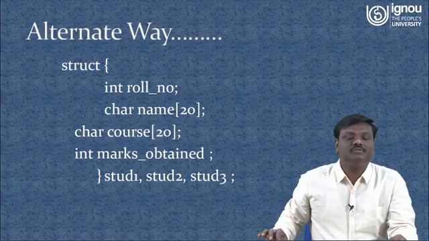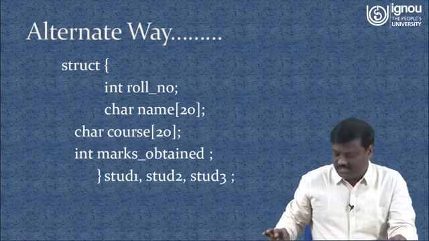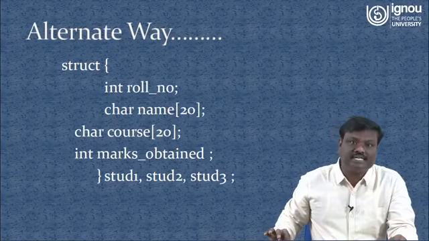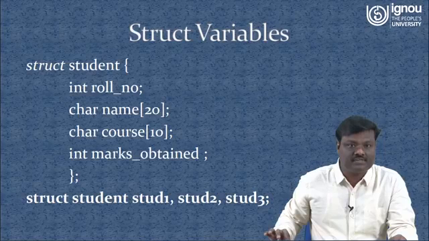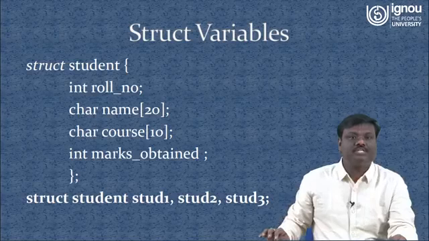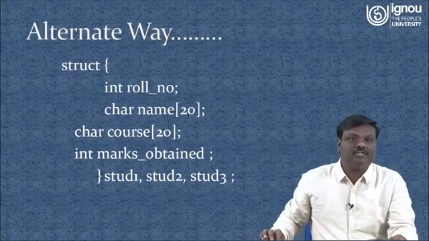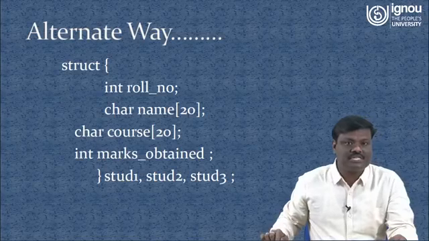Then directly also you can declare the variables after the curly braces end. So that you have to take care. Either of the ways is a right way, like this one. After declaring the complete structure, you are using the keyword and then you are declaring the variables. Here directly you are doing it. There the student is missing, just write struct student.